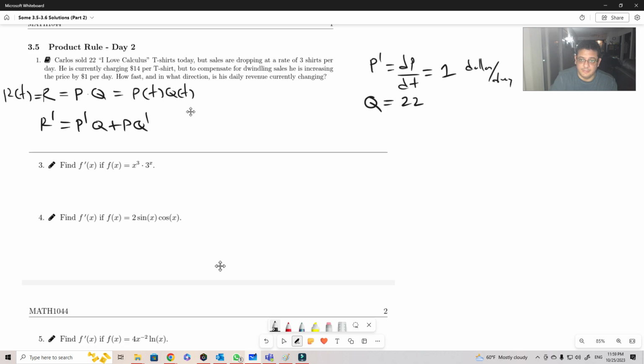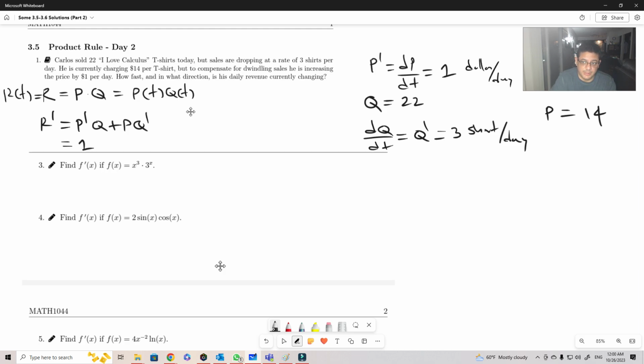And we also have the rate of change of the quantity with respect to time, which is Q prime, and that's going to be 3 shirts per day. And we actually have the actual price for today, which is 14. Okay, so we have all the information that we need.